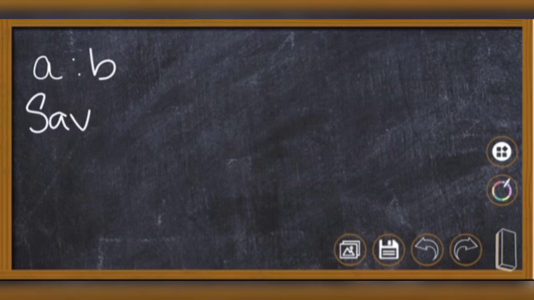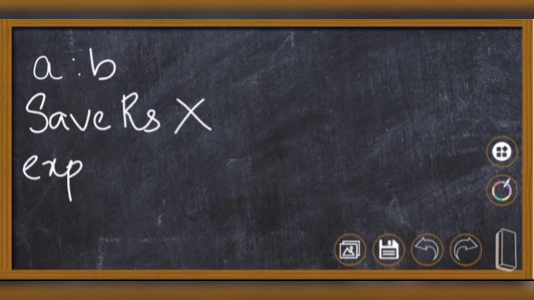What all is given? A is to B is given. It is given that they save rupees 2000, so X is equal to 2000. Then the expenditure ratio is C is to D. These details will be given.